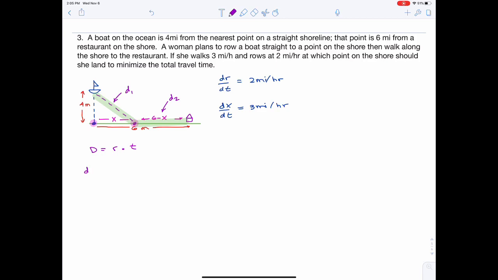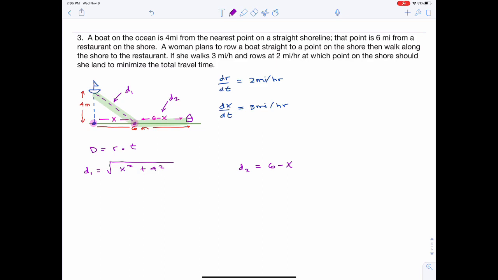I think you guys would agree, distance 1 is just a triangle. It's a Pythagorean triangle. So it's going to be x squared plus 4 squared. Okay, that's going to represent the first distance. And then the second distance is just going to be 6 minus x, okay? So the first distance is her rowing distance, the second distance is her walking distance.